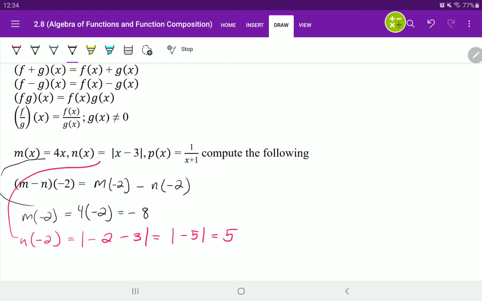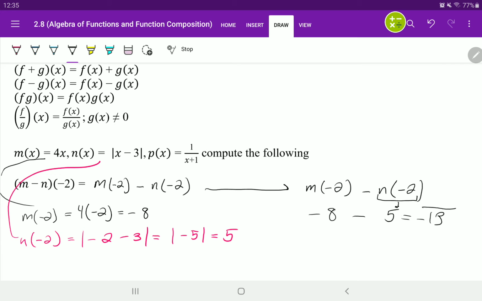Let's continue. So we know that m of negative 2 output us negative 8. N of negative 2 gave us 5. We now have negative 8 minus 5. Negative 8 minus 5 is negative 13. You owe the bank $8. You spend 5 more. Now you owe your bank $13. And that is the solution when it comes to using the algebra of functions with subtraction.